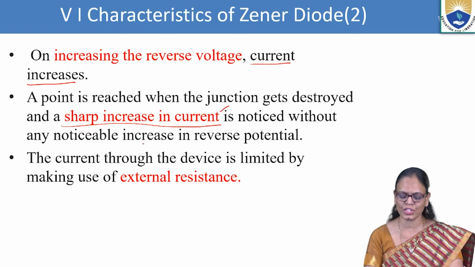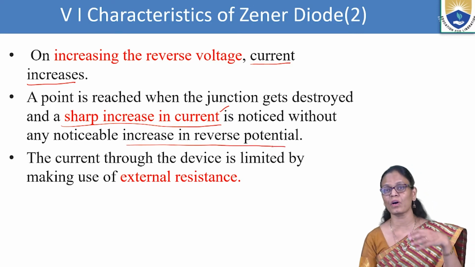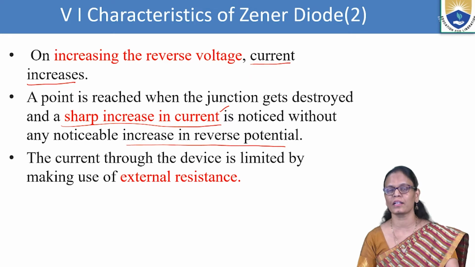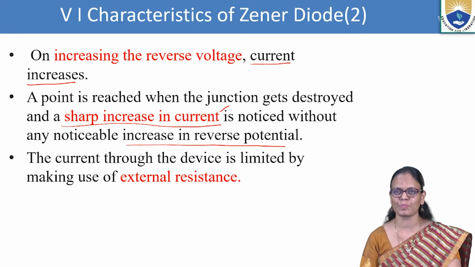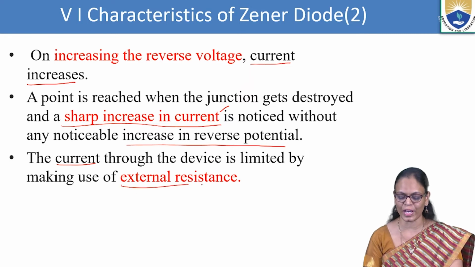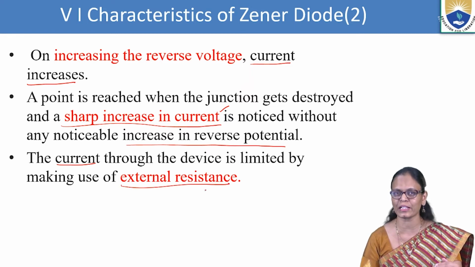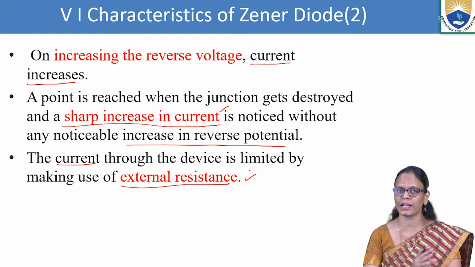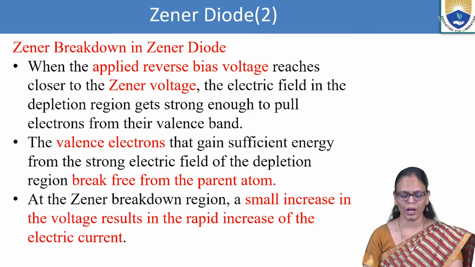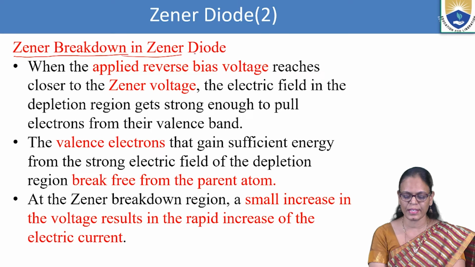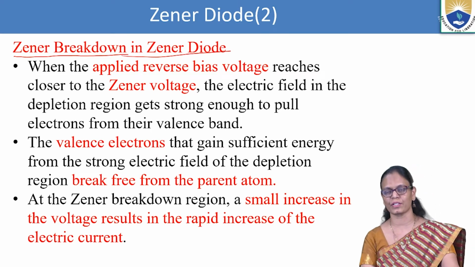So without much increase in the reverse potential, the increase in current will be very exponentially high. And the current can be limited with the help of an external resistance. If we have to limit the current, we may use some external resistance and limit the current that is flowing across the junction. Now we will clearly understand these two phenomena, the Zener breakdown and the Zener voltage.